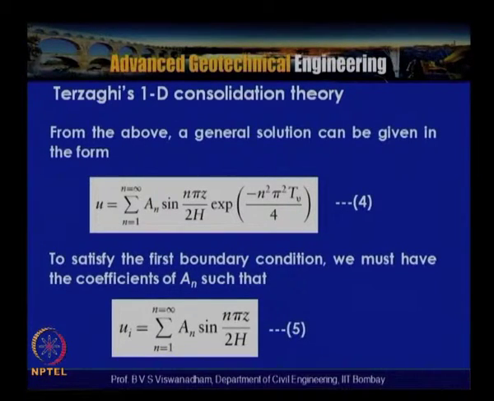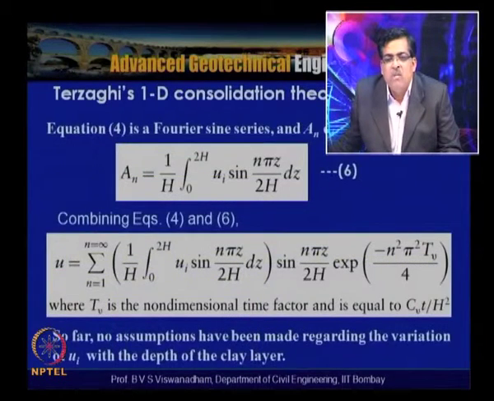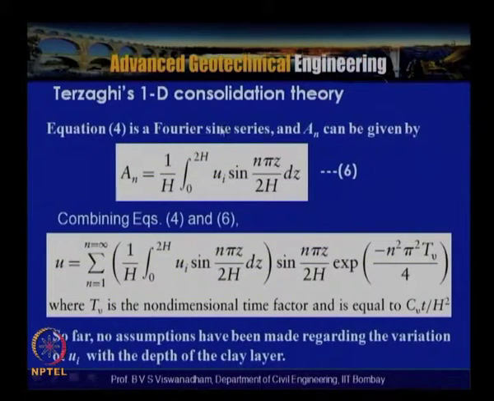To satisfy the first boundary condition, we must have the coefficients a_n such that u_i is equal to the summation from n equals 1 to infinity of a_n sin(n pi z by 2h). This is equation 5, and with that, equation 4 is a Fourier series, and its a_n can be obtained by a_n is equal to 1 by h integral from 0 to 2h, that is the total thickness of the clay layer, of u_i sin(n pi z by 2h) dz.